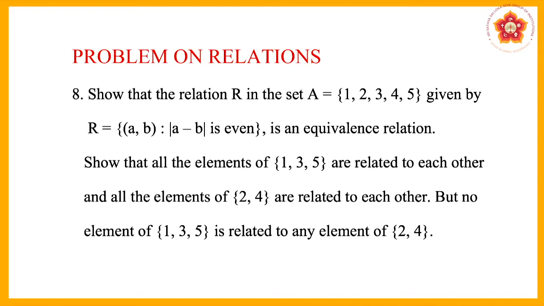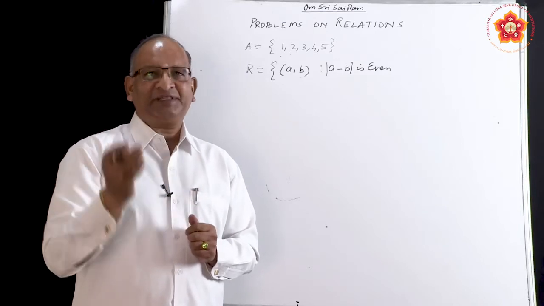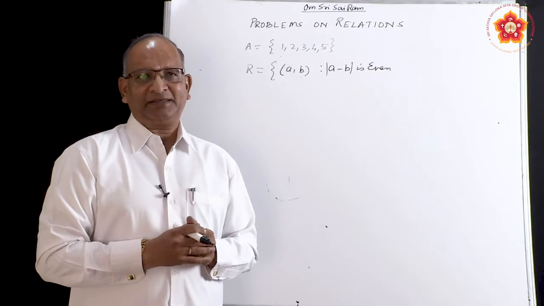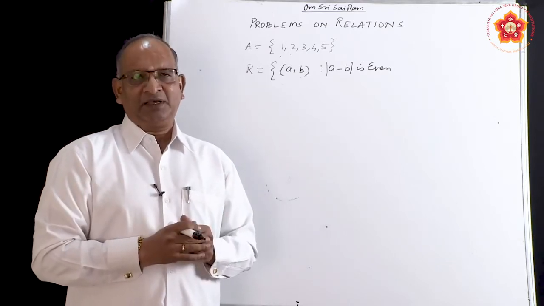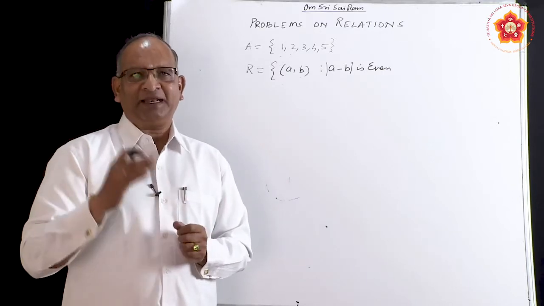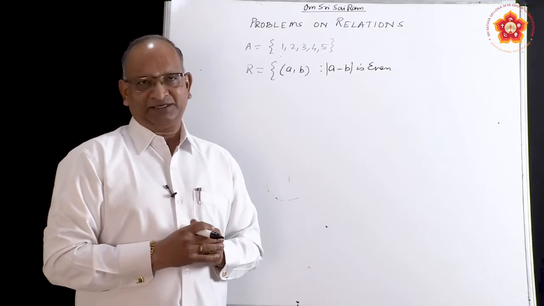When can we say that a relation is an equivalence relation? If it is reflexive, symmetric, as well as transitive. When do you say a relation is reflexive? If you take one element and it finds its relation with itself, it is reflexive. When do you say a relation is symmetric? If you take two elements with whatever relation A is related to B, and you find that B is also related to A, we call it a symmetric relation.